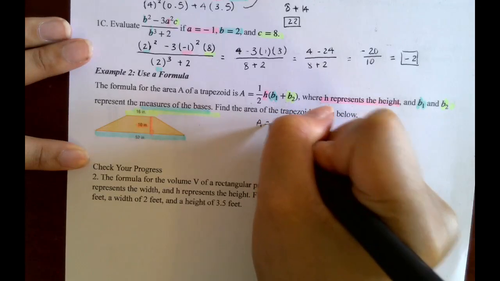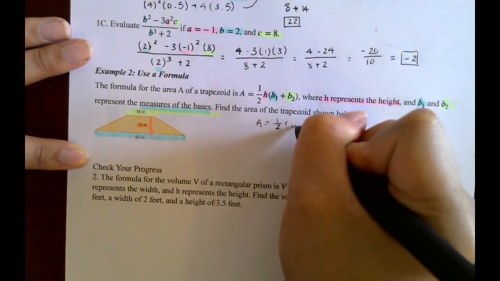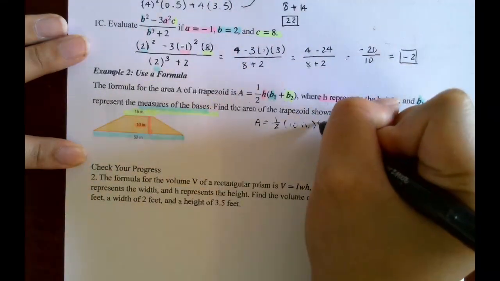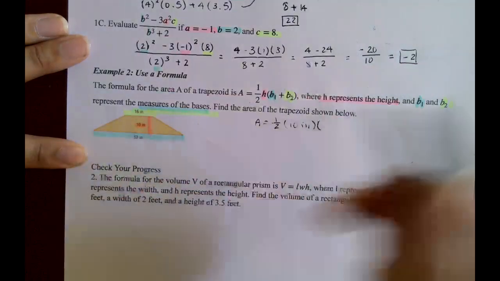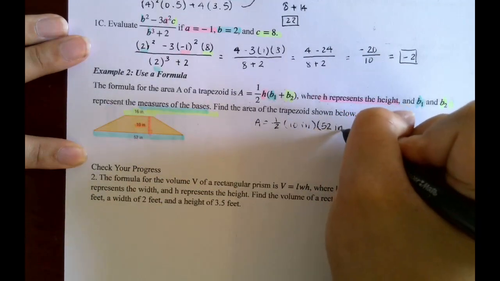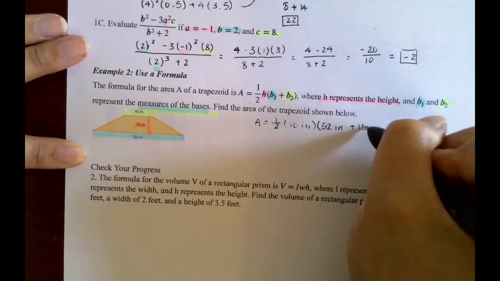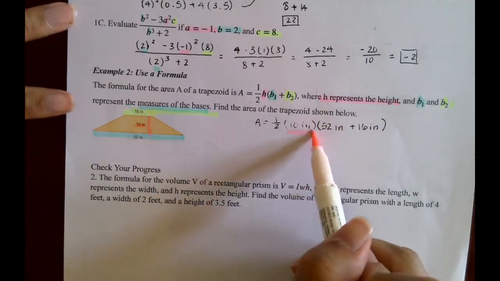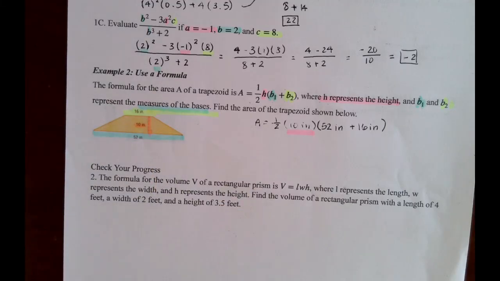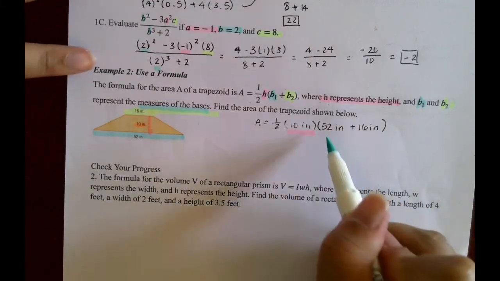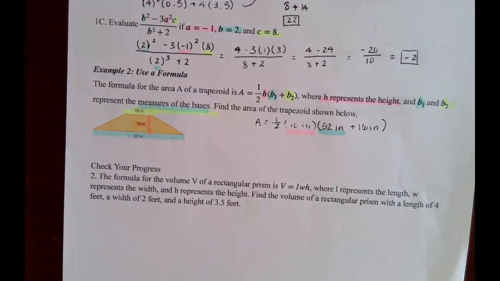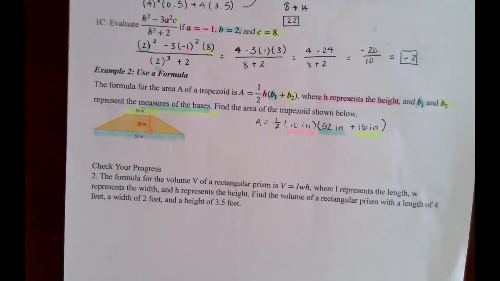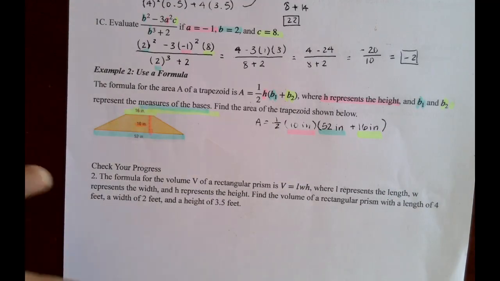So the area of the trapezoid is 1/2 times the height, which is 10 inches, and then base sub 1, which I chose to be 52 inches, plus base sub 2, which is 16 inches. In case you're wondering where I got that, the 10 inches comes from the height. The base sub 1, the 52 inches, comes from this. And then B sub 2, the measure of the base 2, is 16 inches, comes here. Okay, so now, let's do the math.